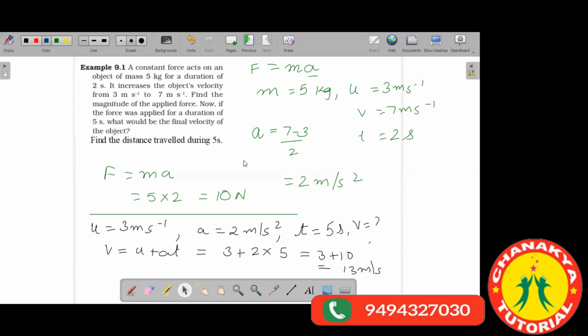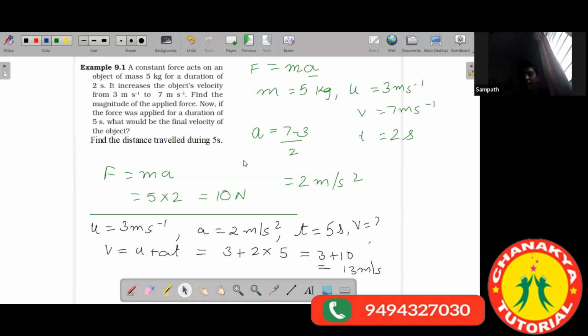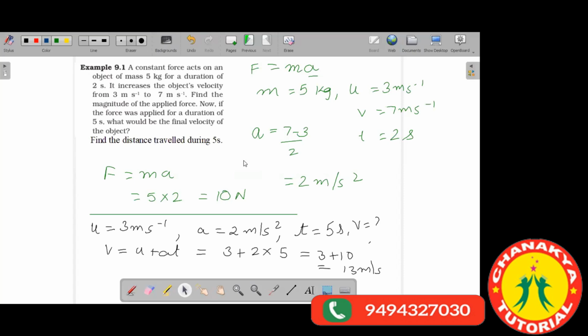If you don't understand, just ask. How will you find the distance traveled during 5 seconds? Sir, utilizing the second equation of motion. Yes, you can use either the second equation of motion or the third equation of motion to obtain it.